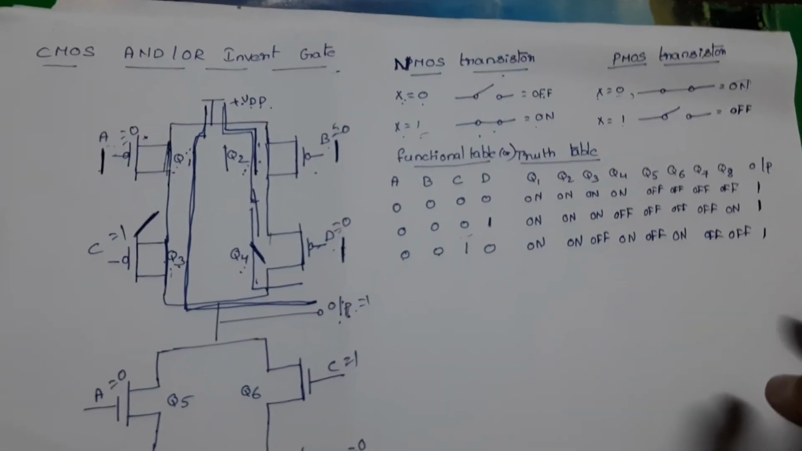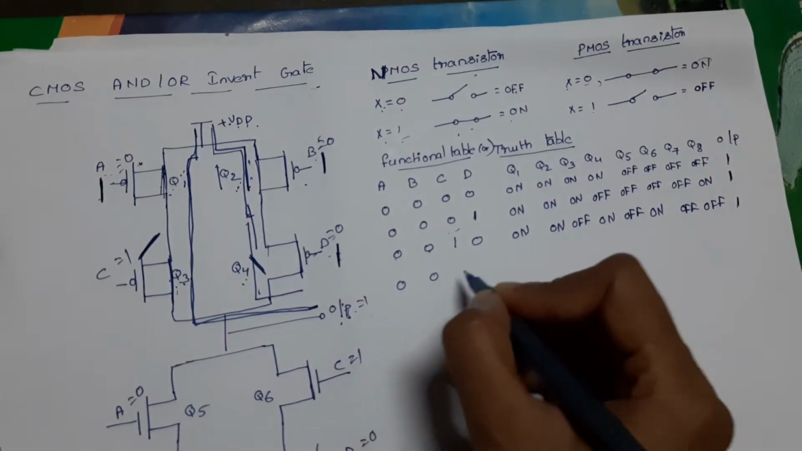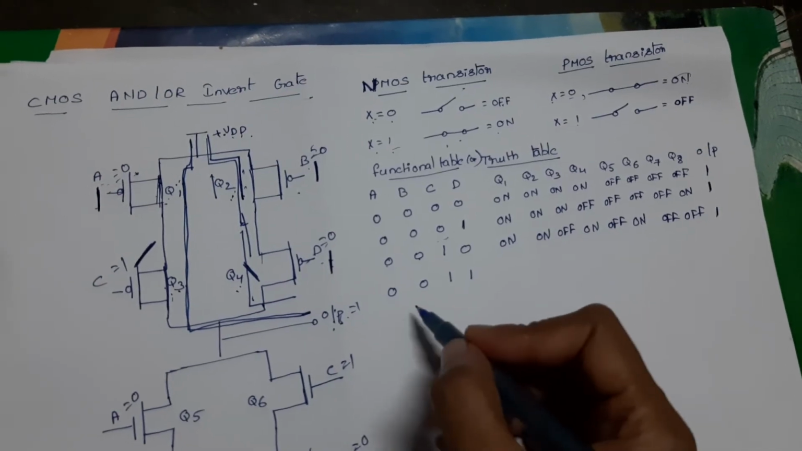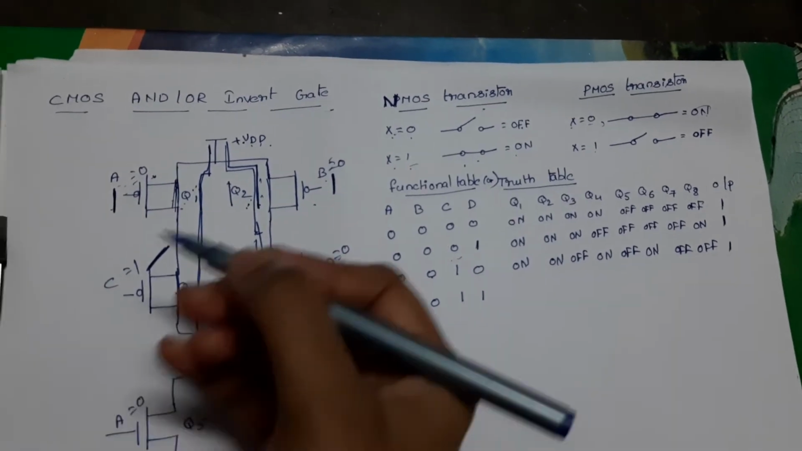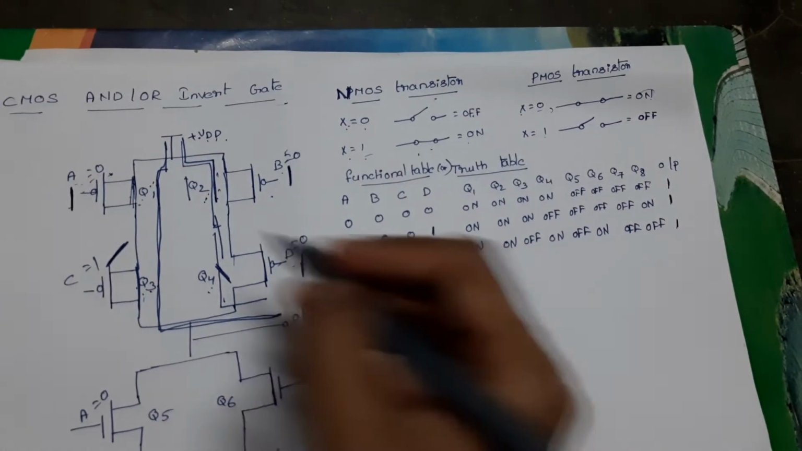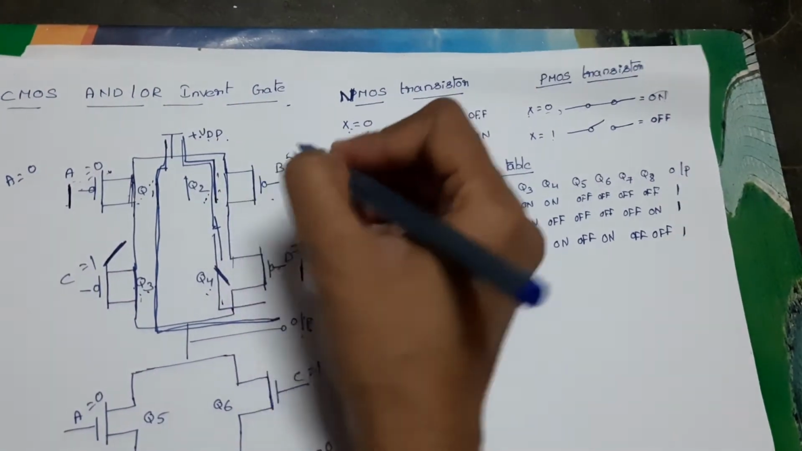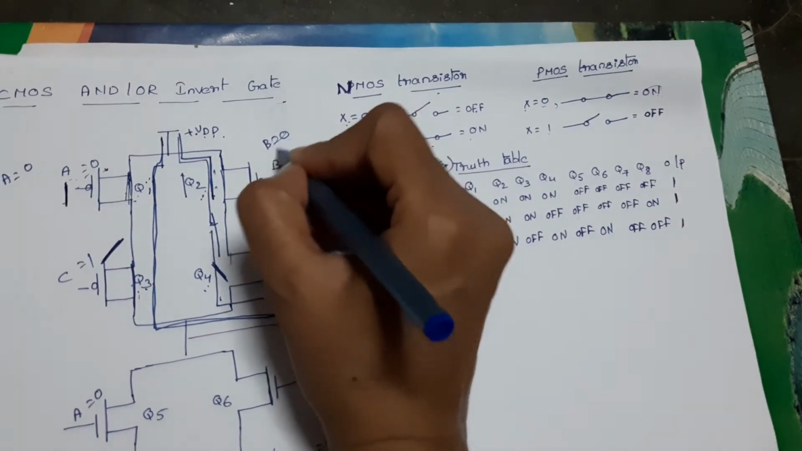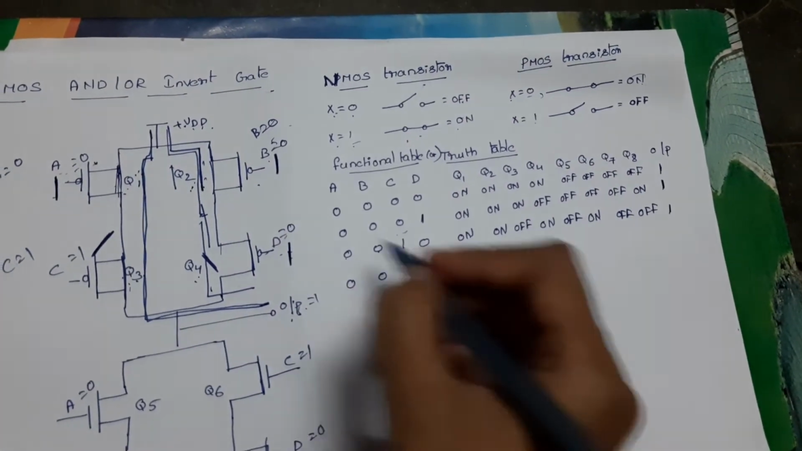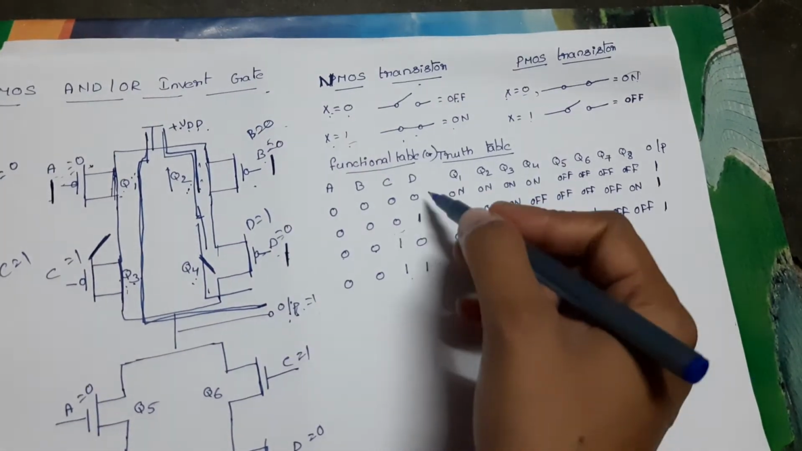Okay. So let us see one more condition. I am taking this condition here: 0, 0, 1, 1. So now see. A equal to 0, B equal to 0, C equal to 1, D is equal to 1. So A is equal to 0, B is equal to 0, C is equal to 1 and D is equal to 1.